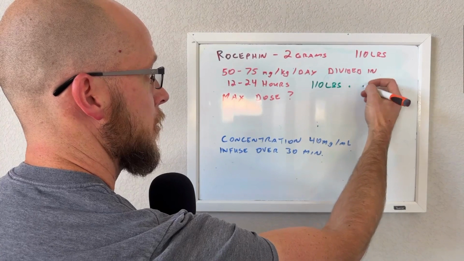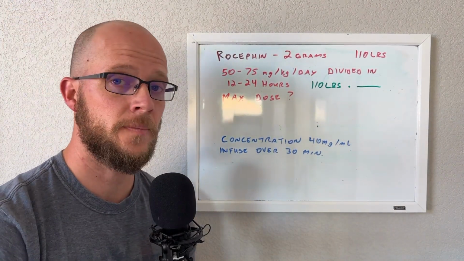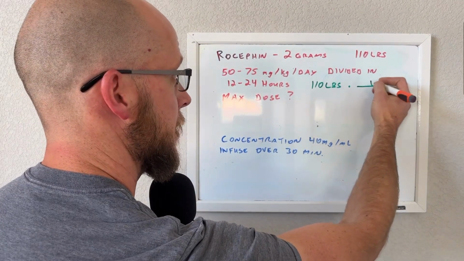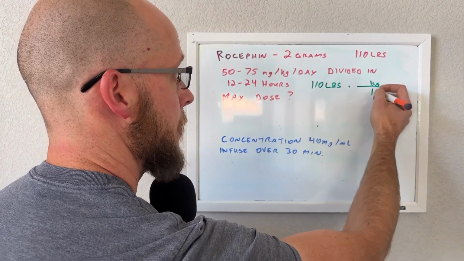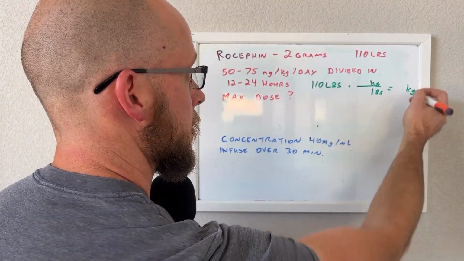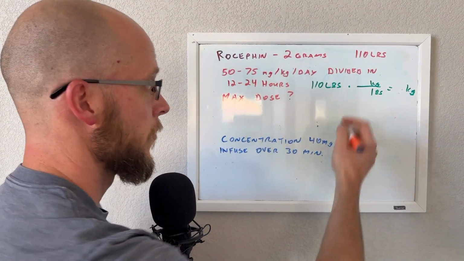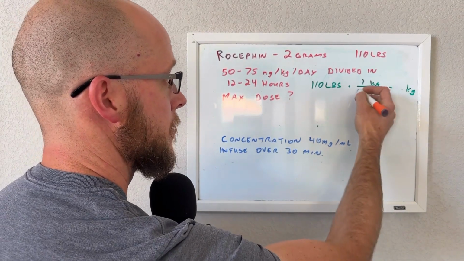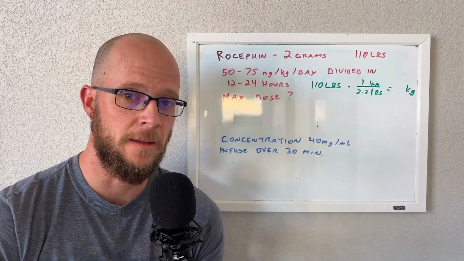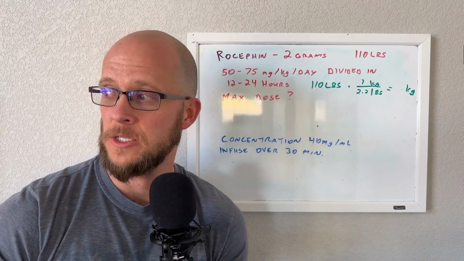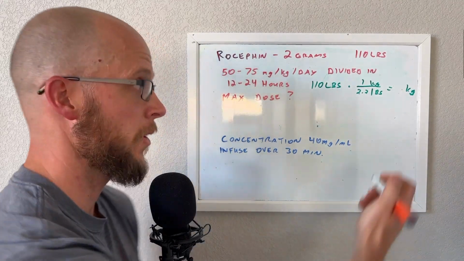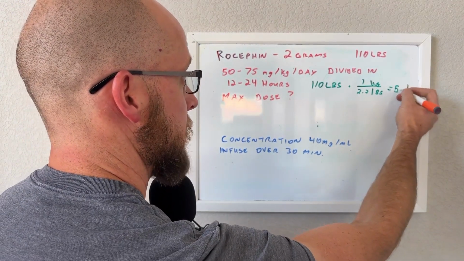Okay, so what do we want on top? What are we trying to end with? Right, the kilograms. Okay, so we're going to put kilograms on the top, and then we're going to put pounds on the bottom. And then we end up with kilograms over here. Okay, so we want to go 1 kilogram, 2.2 pounds. Go ahead and do that math and see what you get. 110 divided by 2.2. Good, cool. All right, so you should have gotten 50.